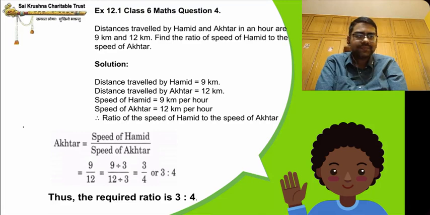Ratio of the speed of Hamid to the speed of Akhtar is 9 by 12. So we'll divide both numerator and denominator by 3. Why 3? I told you, because 3 is the HCF of 9 and 12. So we get 3 by 4. The fraction 3 by 4 can be written in ratio as 3:4. Required ratio is 3:4.